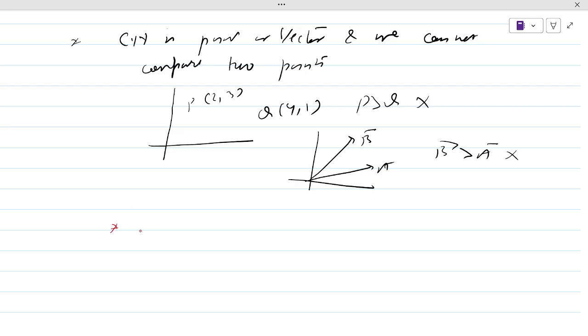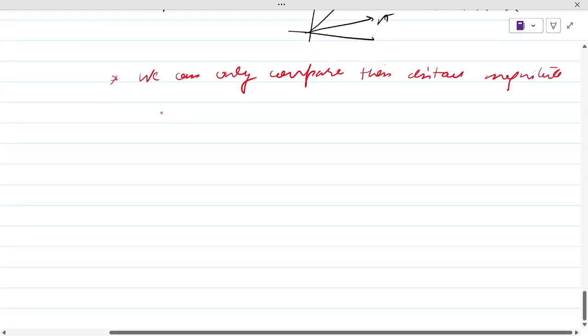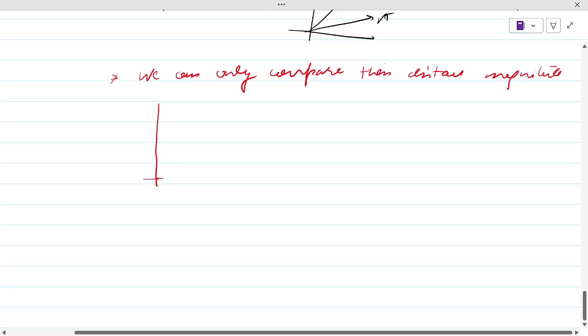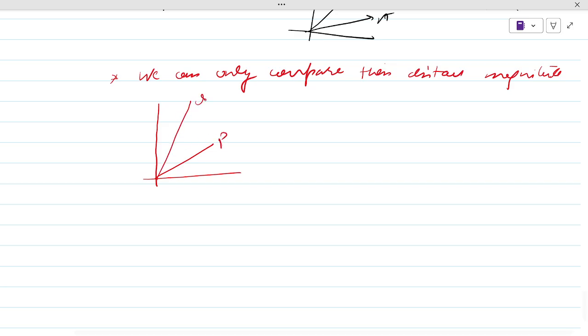So we can only compare their distances, that is magnitude. Just like in this case, let's say we have a point here. Let's say this point is P and this point is Q. Let's say O is the origin. P is, let's say, (4, 3), and Q is, let's say, (2, 5).